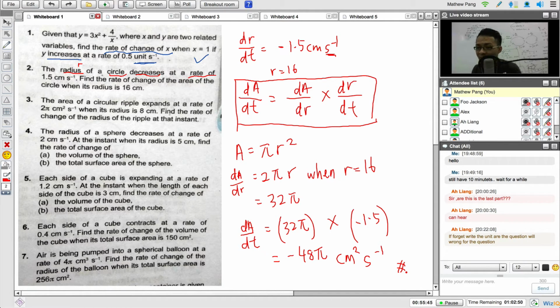If you forget to write the units, the answer will be wrong. Okay, if you forget to write the unit, I think you still will get your mark, but maybe you lose half to 1 mark for having no units. So it's better to write the unit, especially in rate of change. The unit actually is quite important.